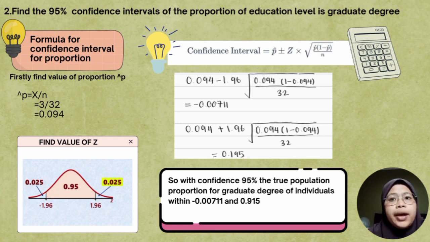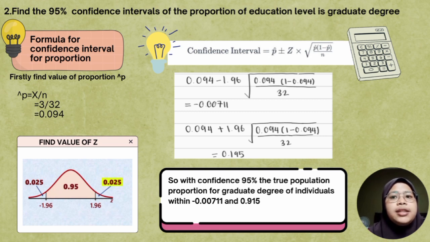For question 2, find the 95% confidence interval of the proportion of education level that is graduate degree. Firstly, we need to find a sample proportion. For an unknown population, we define it as S over N, where S is successes in a sample and N is the value for the whole sample. So the value of S is 3 for the graduate degree and N is 32. So 3 over 32 we can get 0.094.